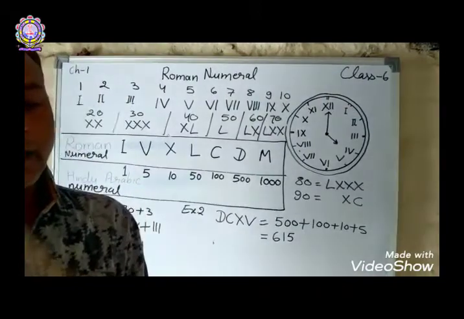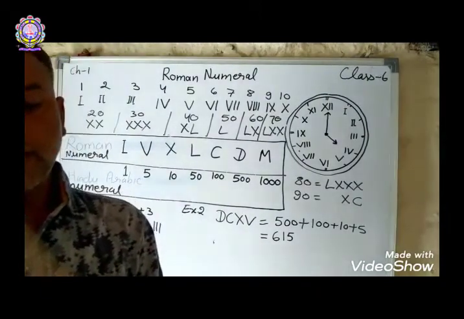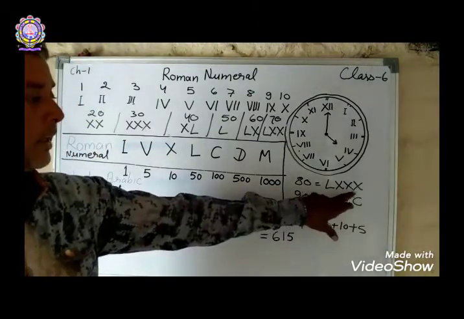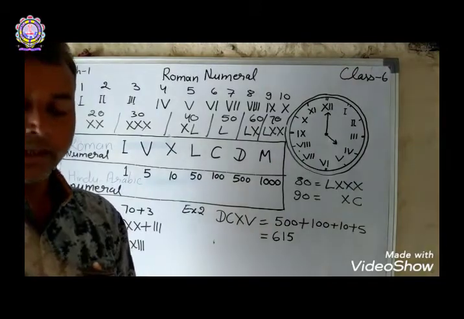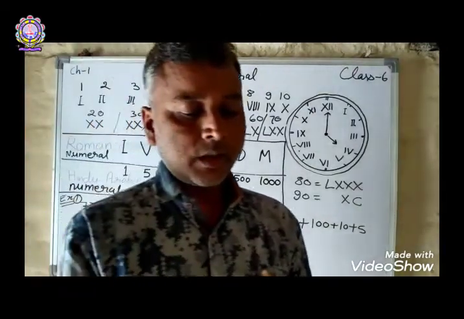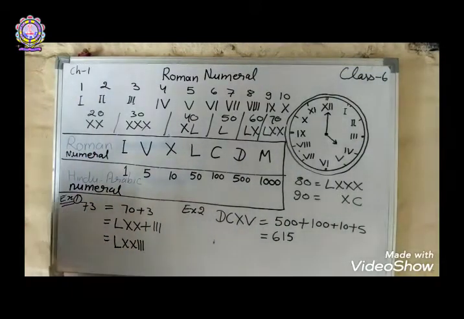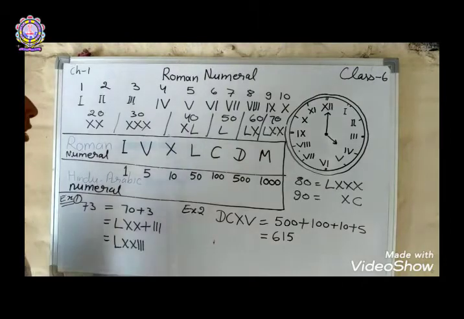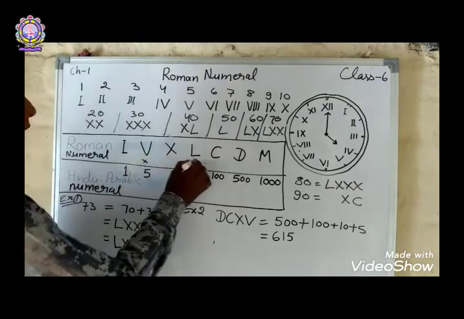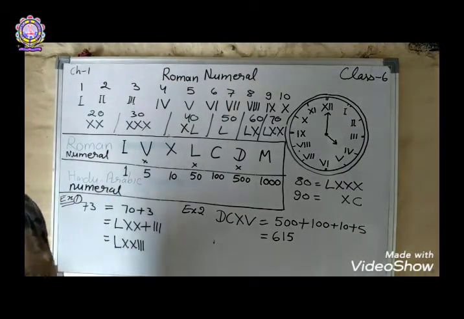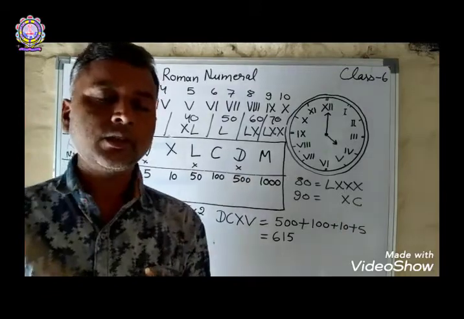First rule: if a symbol is repeated, its value is added as many times as it is repeated. Here, X, X, X is repeated 3 times. But no symbol is repeated more than 3 times, and V, L, D are never repeated; the remaining symbols can be repeated. Suppose I want 300. So 300 we write C, C, C, 3 times. That is 300.